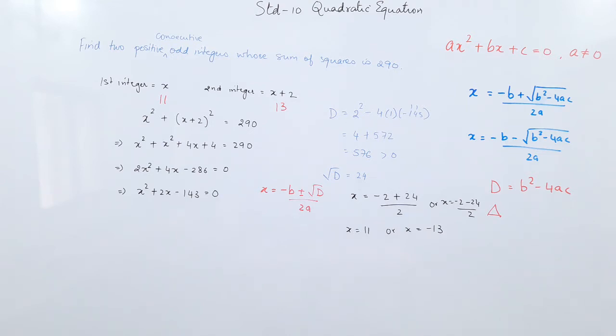We have done 3 methods. Learn the names first. The factorization or splitting the middle term, completing the square method, and this is called the quadratic formula using the discriminant. Okay. So these are the 3 methods we have done. So I hope you are practicing the sums accordingly.